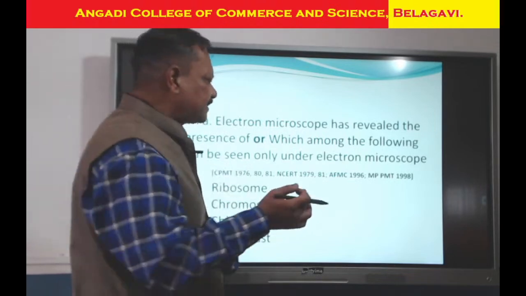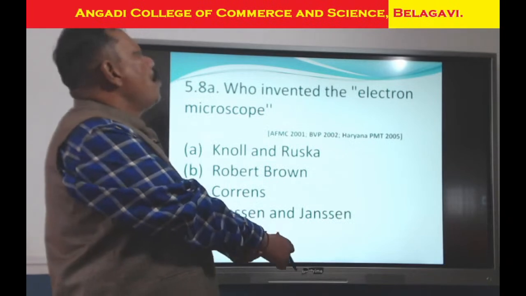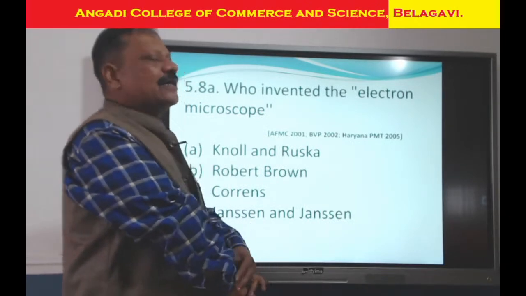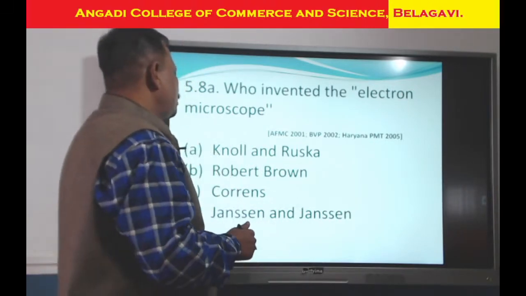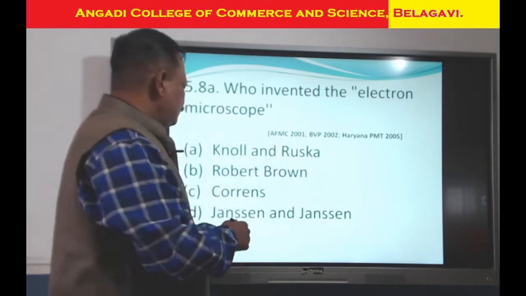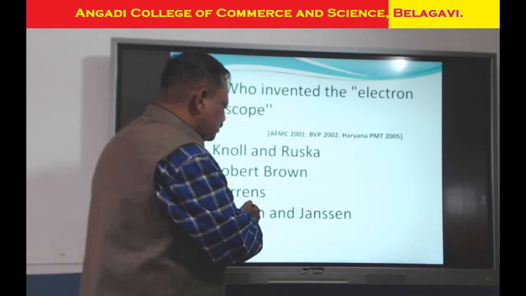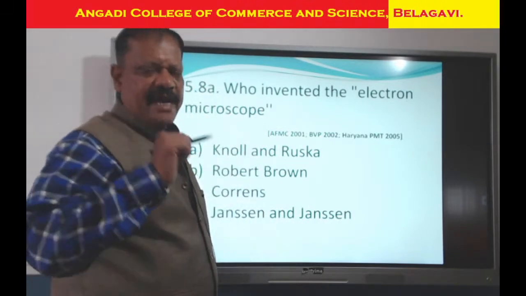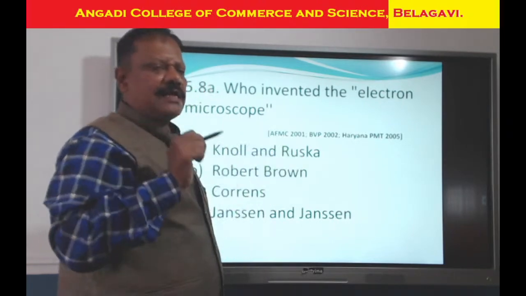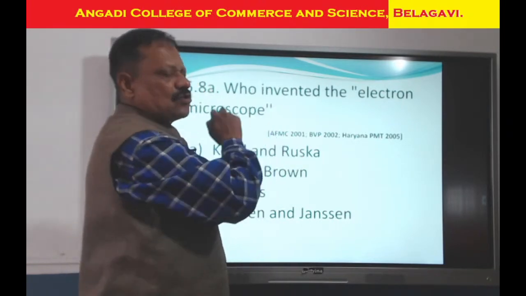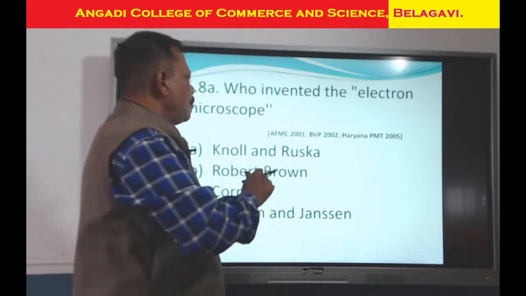So we'll move to the next question. Now see, who invented the electron microscope? Who is the founder of the electron microscope? The options are Noll and Ruska, Robert Brown, Correns, Johnson and Johnson. So here the right answer is Noll and Ruska, who found the electron microscope. So option A is the right answer here. We'll move to the next.